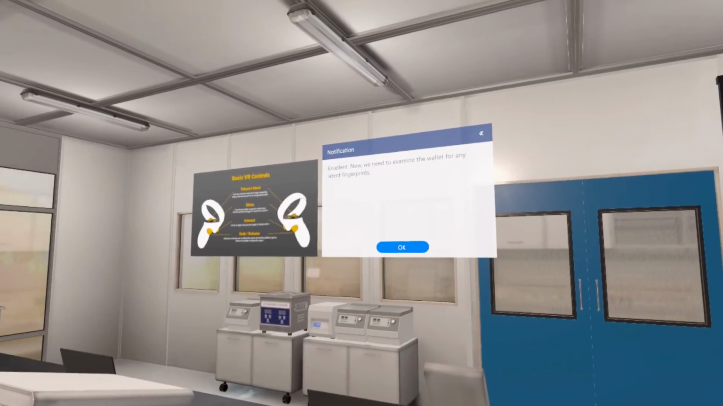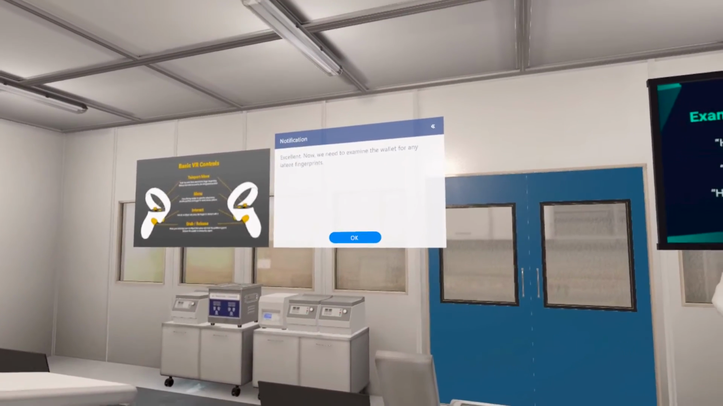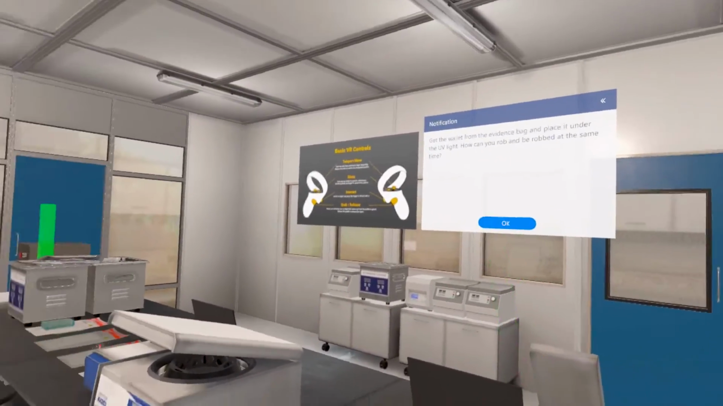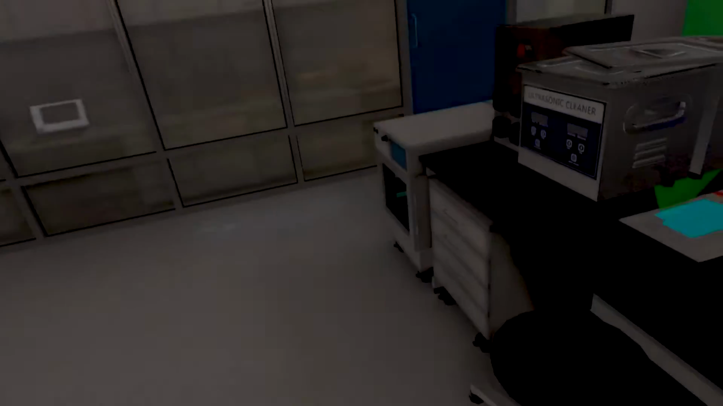Excellent. Now, we need to examine the wallet for any latent fingerprints. Get the wallet from the evidence bag and place it under the UV light. How can you rob and be robbed at the same time?